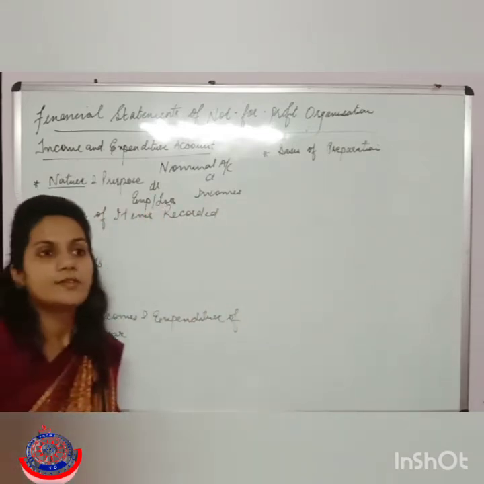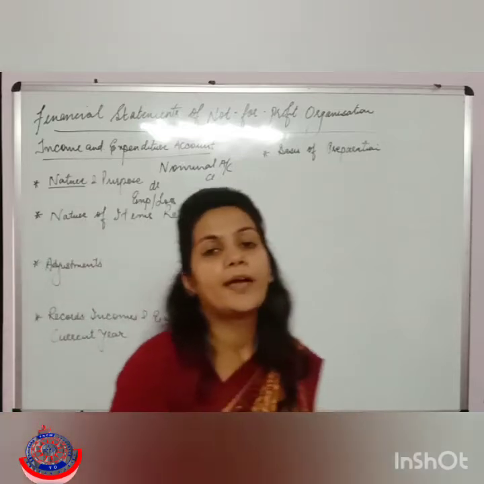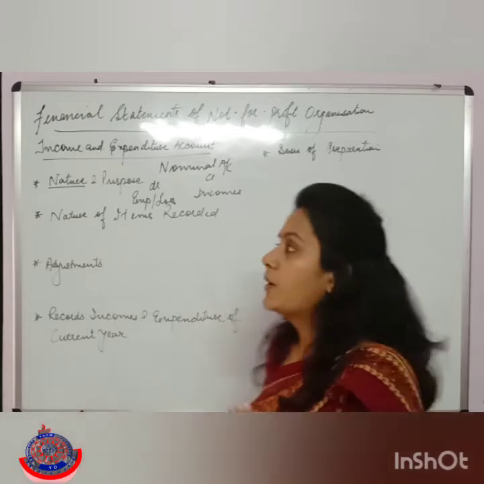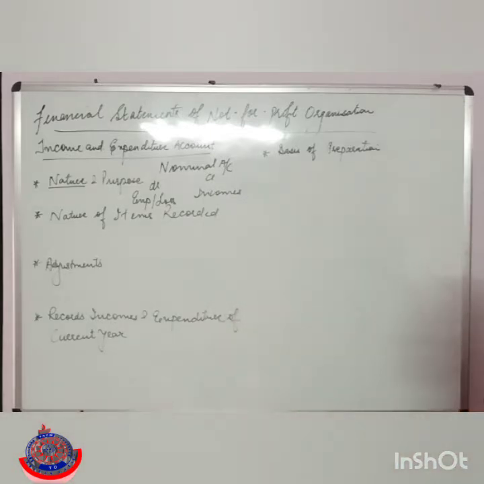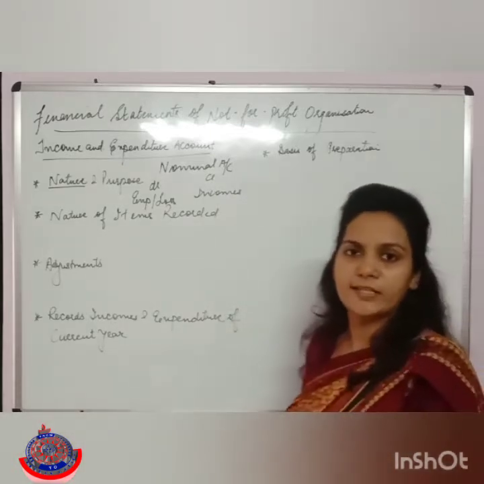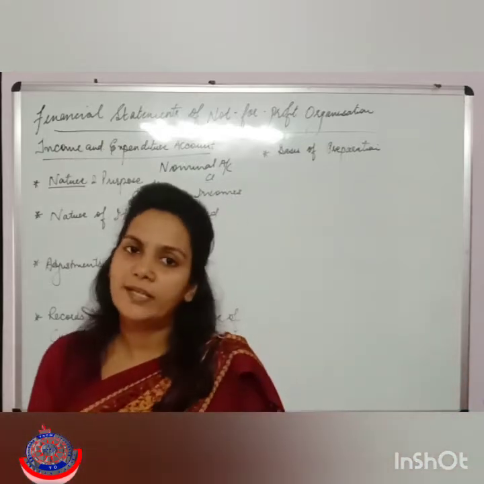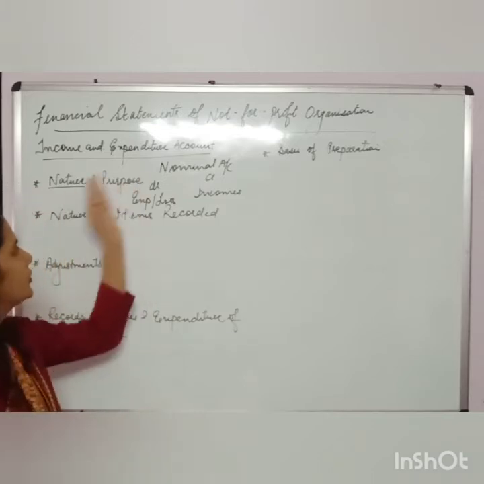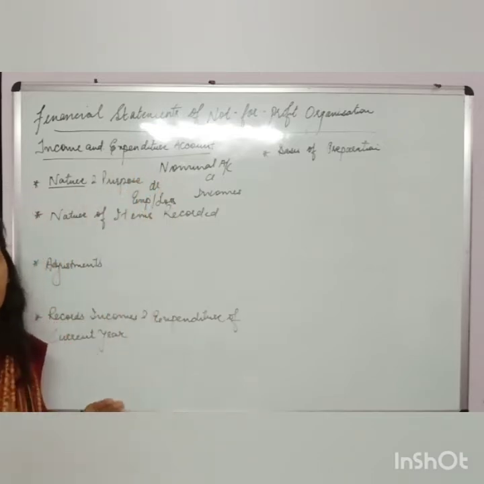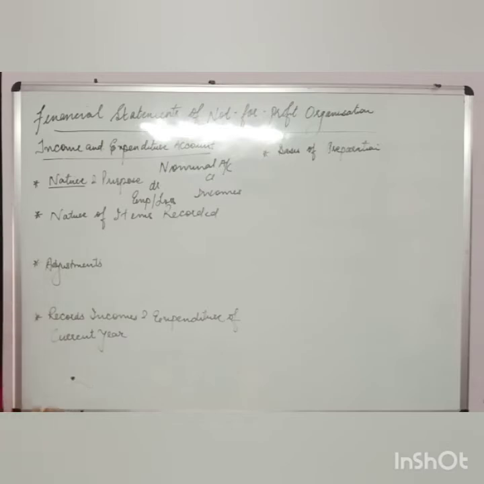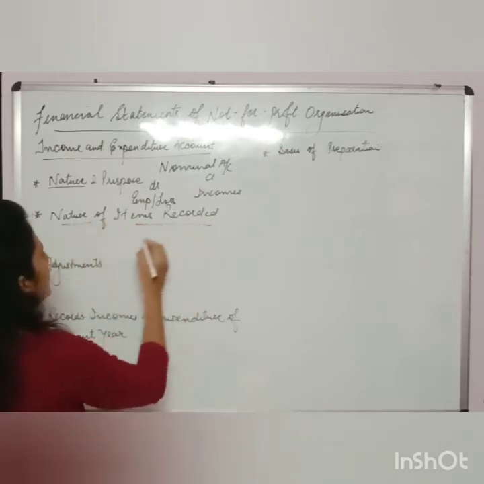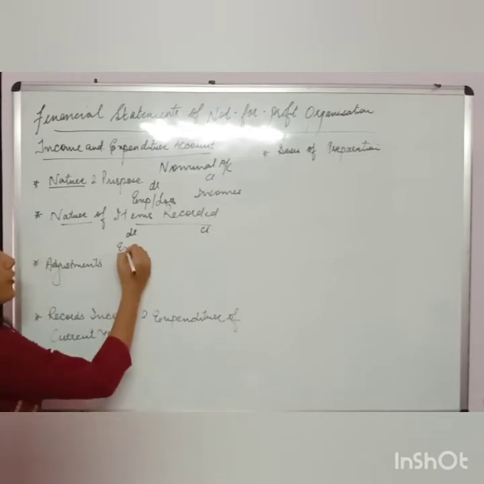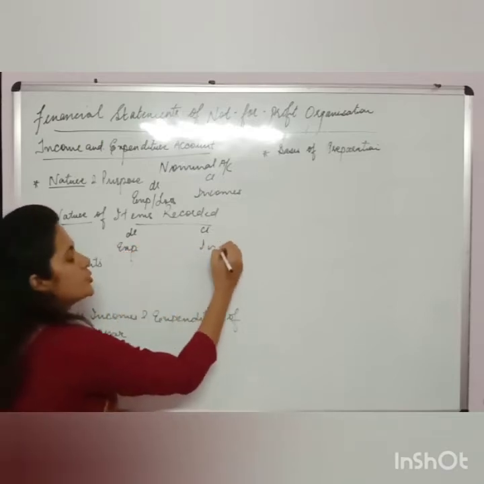Then you know that we used to prepare trading and profit and loss account to calculate gross profit and net profit, but we are learning how to prepare income and expenditure account so that we can learn how to calculate surplus and deficit. This is a little thing that is different, and we have already discussed that also. Then nature of items recorded. Now on the debit side and on the credit side, we are going to record the expenses and incomes, no doubt.